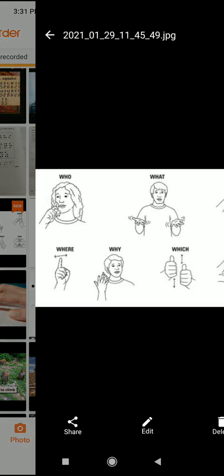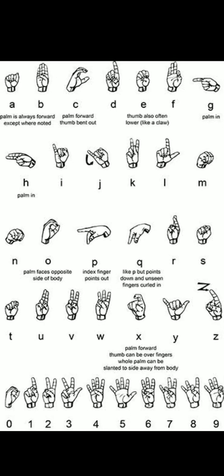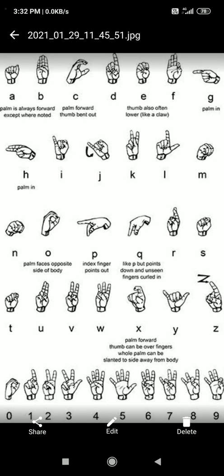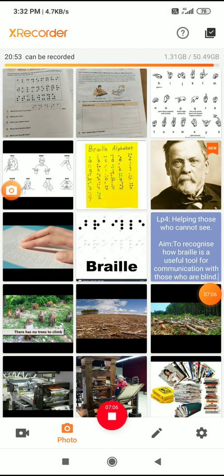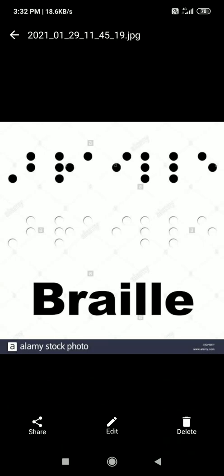People who are unable to hear use sign language. Here you can see sign language. They go through sign language because they can see, but are unable to speak or hear. Here you can see some of these signs, how they read A, B, C, D. Like this they use them, as they are able to see. But the people who are unable to see go through the Braille alphabets.